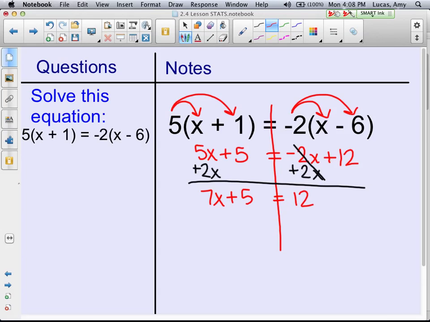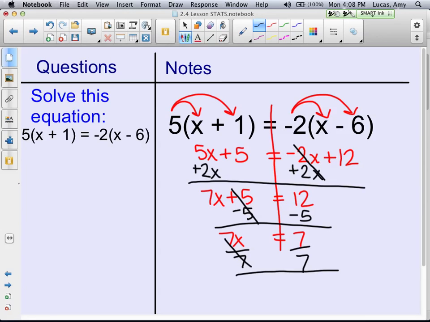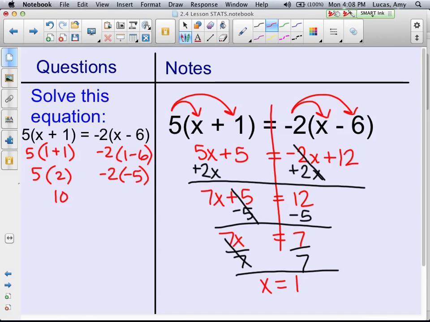Now it's a 2-step equation, the most common type. Subtract the 5, and 7x equals 7. Divide by 7, and finally I've got my solution, x equals 1. Could plug it in and make sure that it works over here. 1 plus 1 is 2, 5 times 2 is 10, and on the other side, 1 minus 6 is negative 5. Negative 2 times negative 5 is also 10, so it checks.